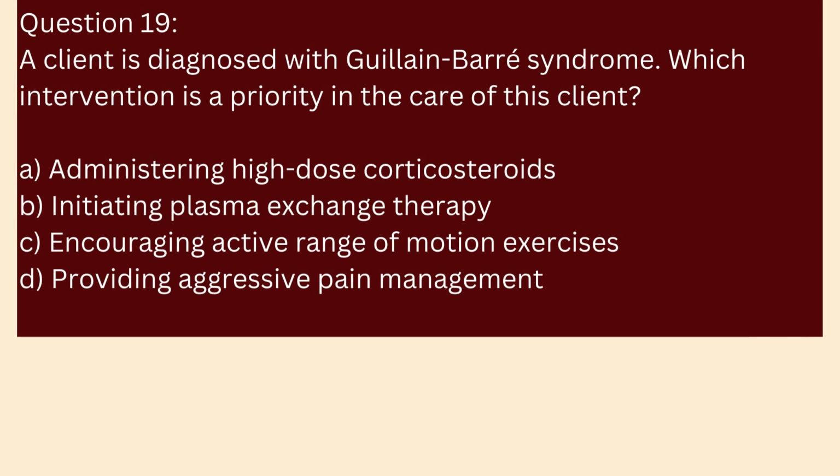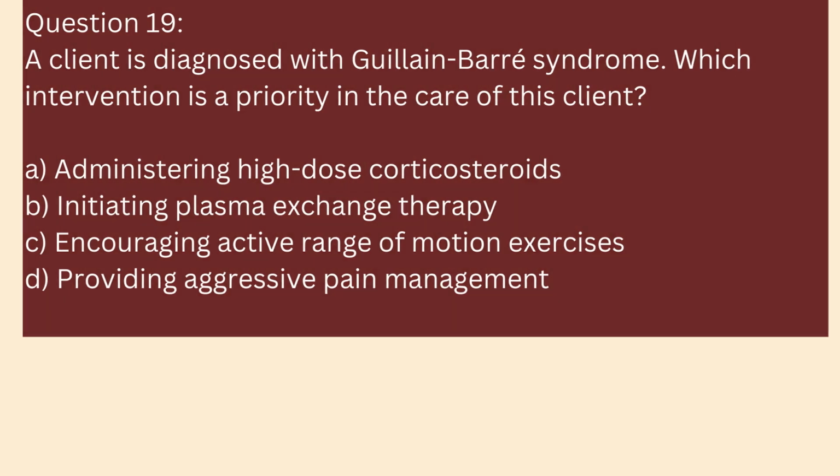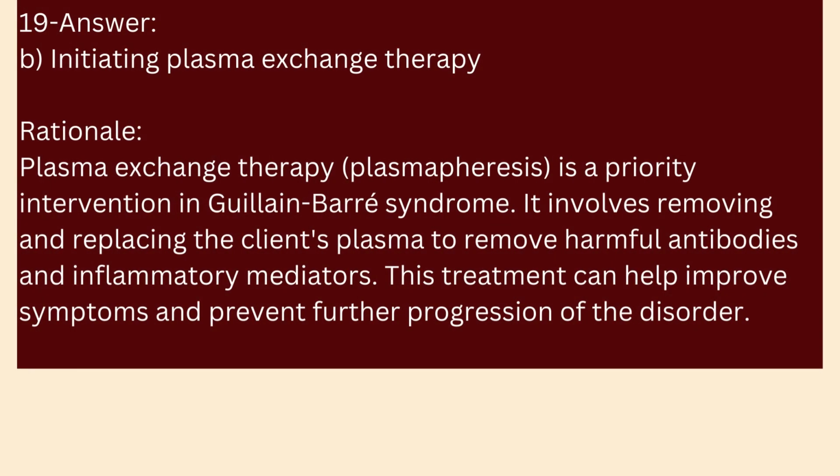Question 19. A client is diagnosed with Guillain-Barré syndrome. Which intervention is a priority in the care of this client? A. Administering high-dose corticosteroids. B. Initiating plasma exchange therapy. C. Encouraging active range of motion exercises. D. Providing aggressive pain management. Answer: B. Initiating plasma exchange therapy.